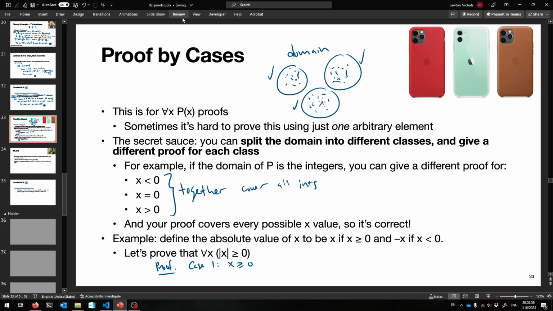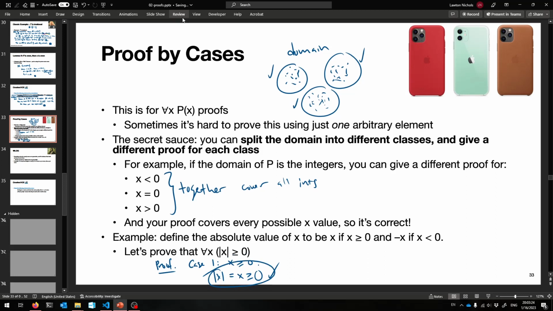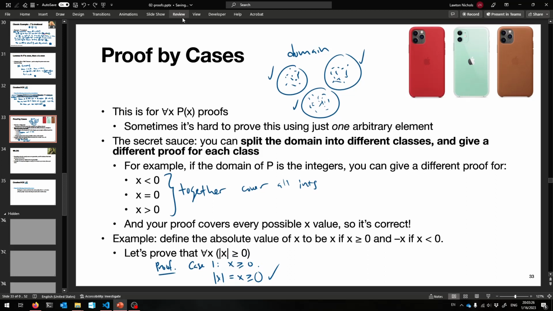Let's prove that the absolute value of this number, which we're assuming to be greater than or equal to 0, is itself greater than or equal to 0. So the absolute value of x in this case, if it's greater than or equal to 0, is just defined to be x itself. So the absolute value of x is x, which I have assumed, right? I'm in this case where it's greater than or equal to 0, so the result is greater than or equal to 0. So that covers this case. You see how I just proved that if x is greater than or equal to 0, its absolute value is greater than or equal to 0? That is what's going on there.